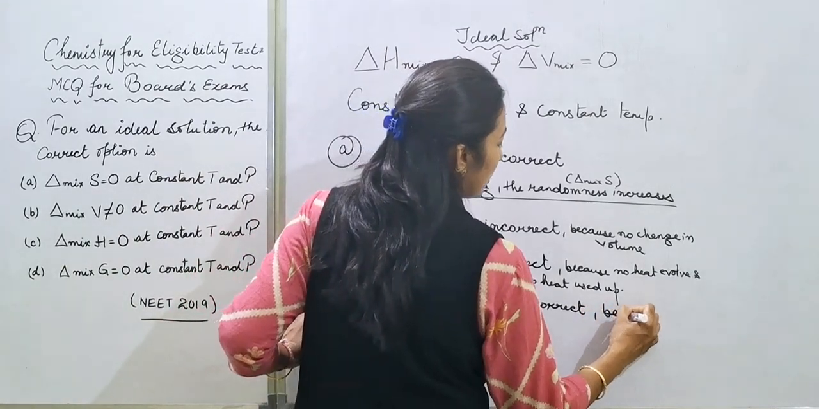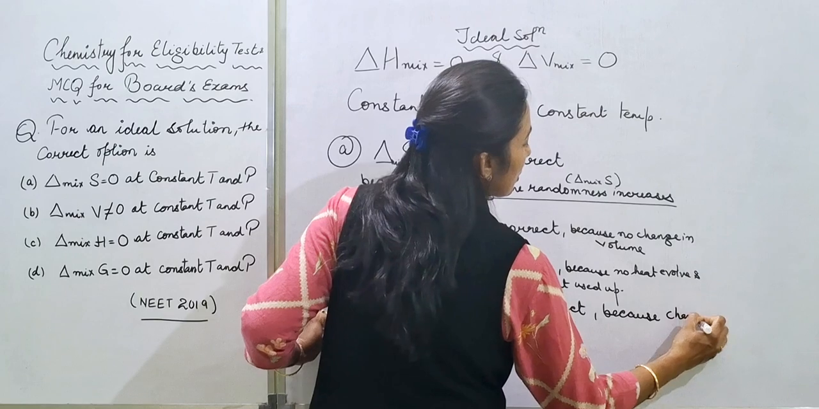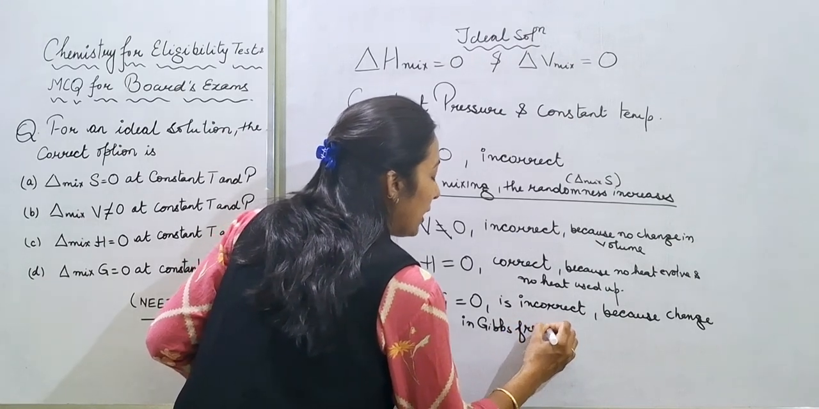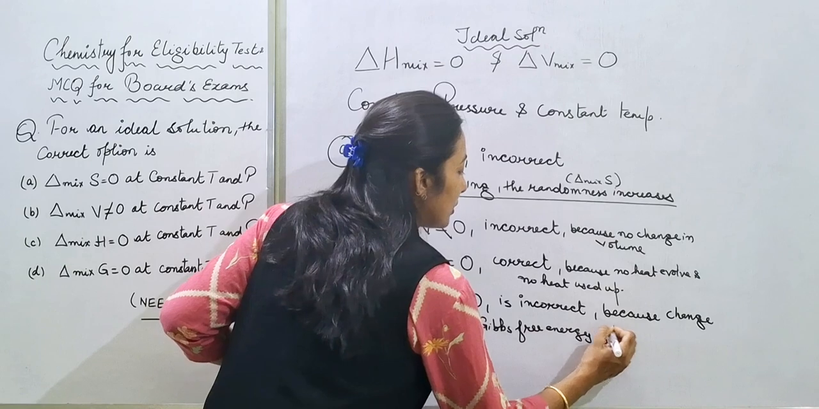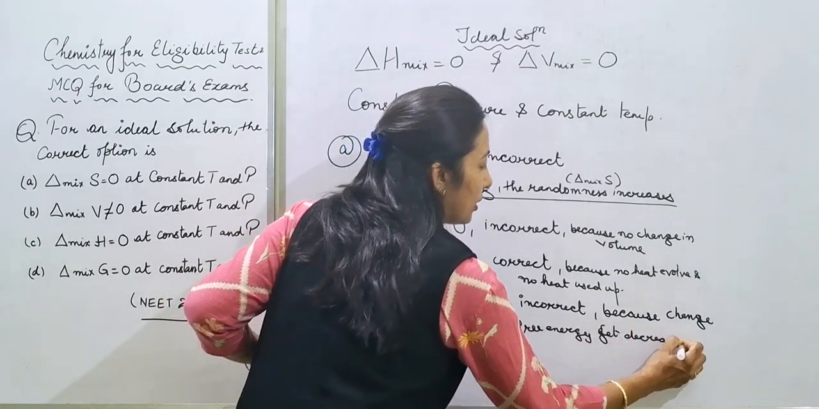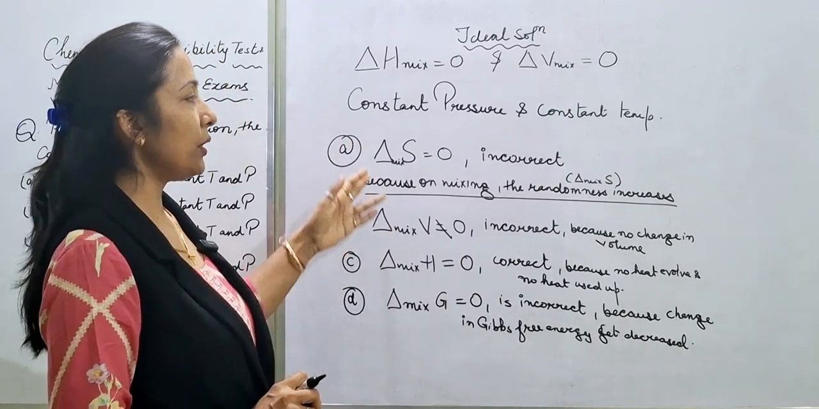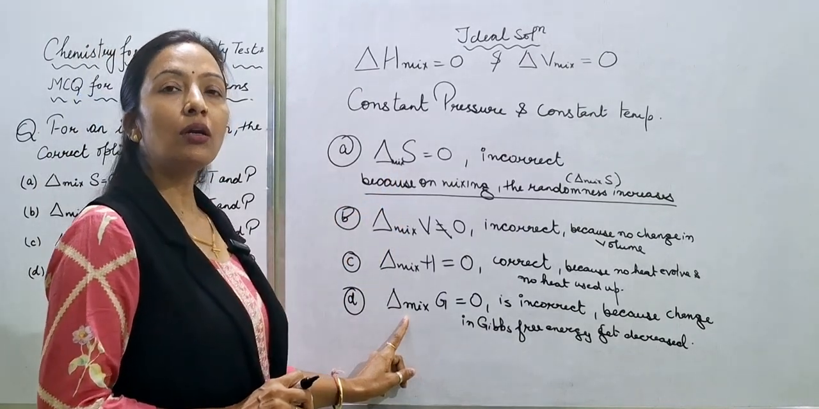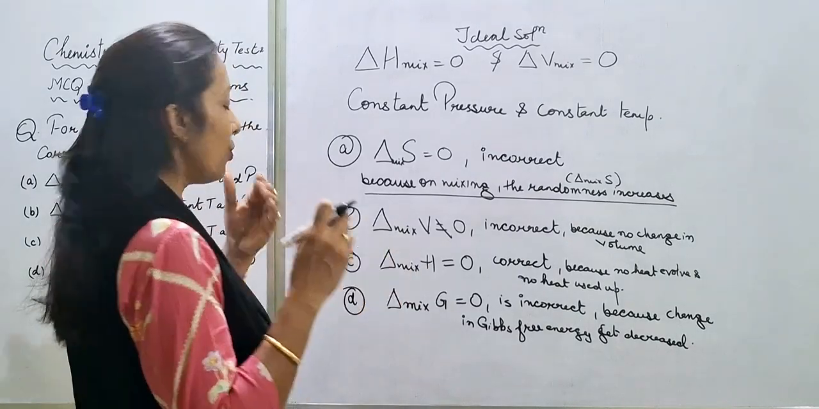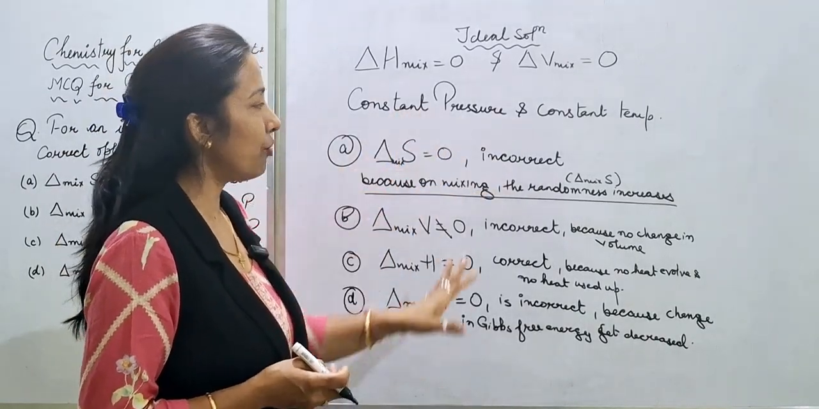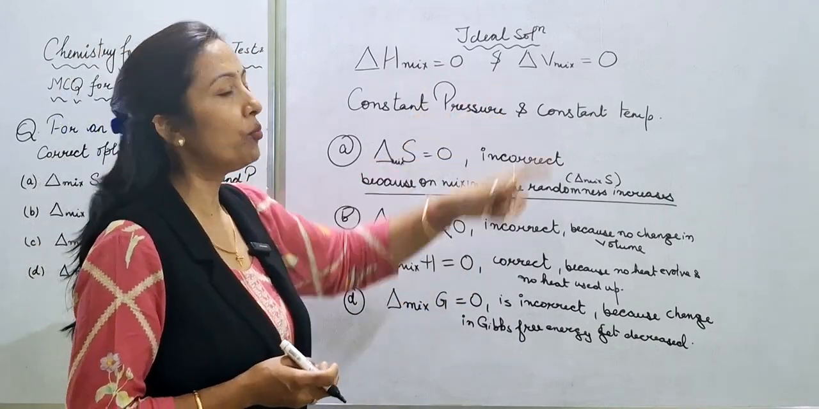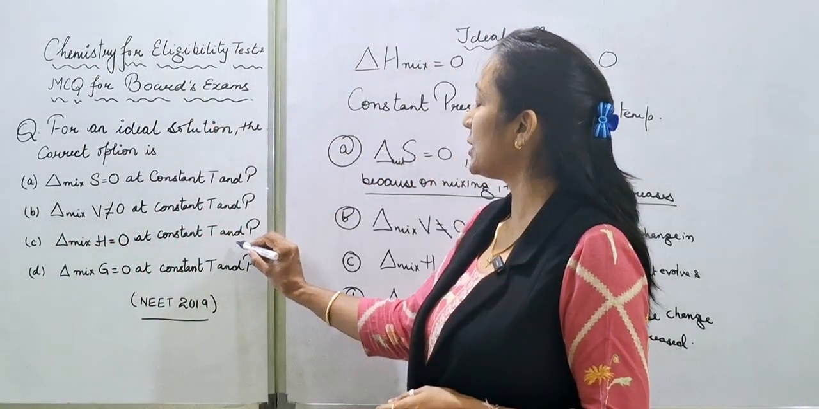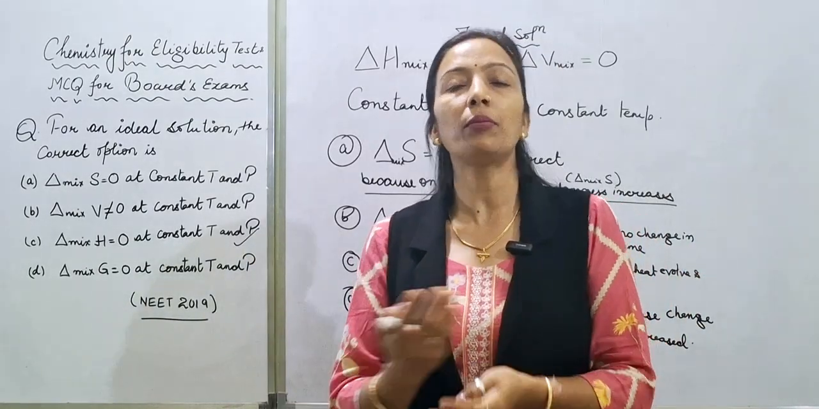Because the change in Gibbs free energy gets decreased on making an ideal solution. So we have to remember these points. It should get increased: the entropy increases, and the Gibbs free energy decreases, because these two conditions are the same for all the things. And this is incorrect because delta mix volume should be zero. Only option C is correct here. So option C, only option C is correct because it says no heat is used up and no heat is evolved.